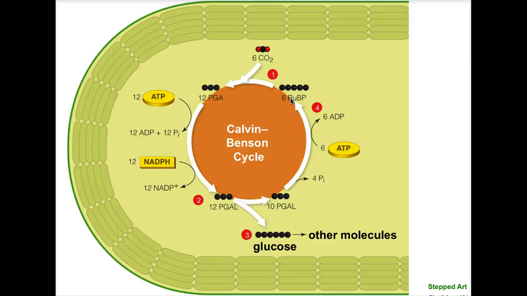So just to summarize, it takes 6 carbon dioxide molecules, 12 plus 6 ATP molecules, and 12 NADPH molecules to form one 6-carbon compound called glucose.